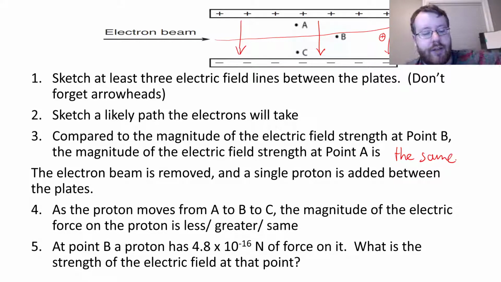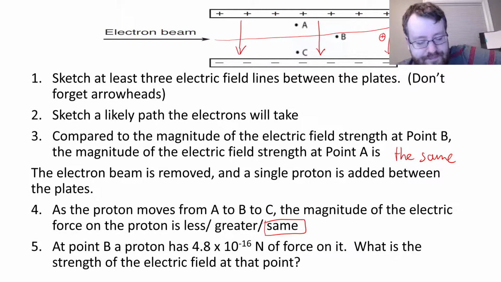Okay, now let's forget about the electron beam and move to when a proton is added. The proton moves from A to B to C, so it's moving around. Discuss the magnitude of the electric force on the proton at any given point. Well, because the electric field strength is staying the same, and this is true for both electrons and protons, that means the magnitude of the electric force stays the same at any given point. When it's at A, when it's at B, when it's at C, it's all the same. As long as you're between these two parallel plates, it's going to be the same force. It's going to want to go down to the negative side with the same force.